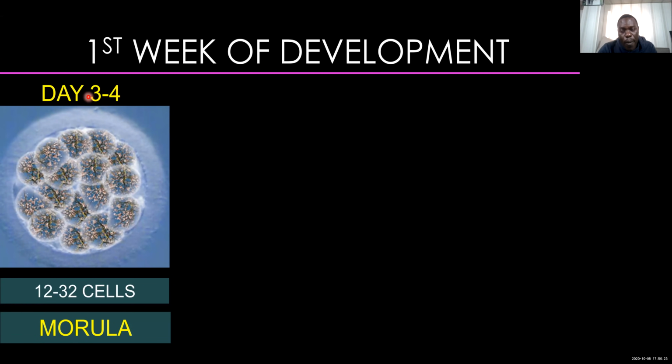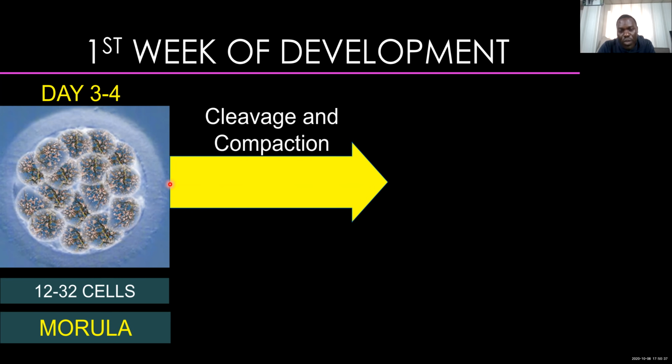So it's here. We have the morula between the 3rd and the 4th day. Here we have something between 12 to 32 cells. What happens to the morula? The cells of the morula will continue to divide. That's cleavage. That means that the pressure within the morula will continue to increase. That is compaction. So compaction is going on, cleavage is going on.